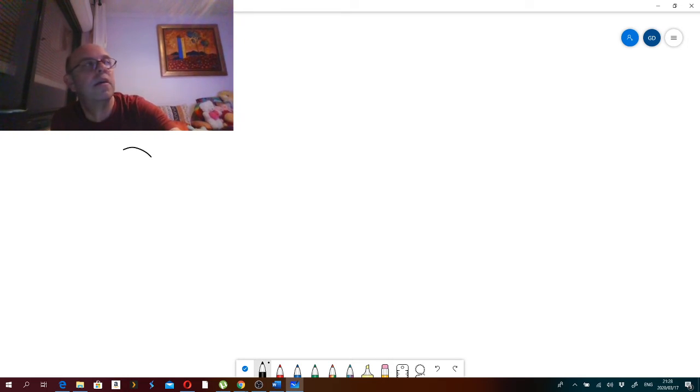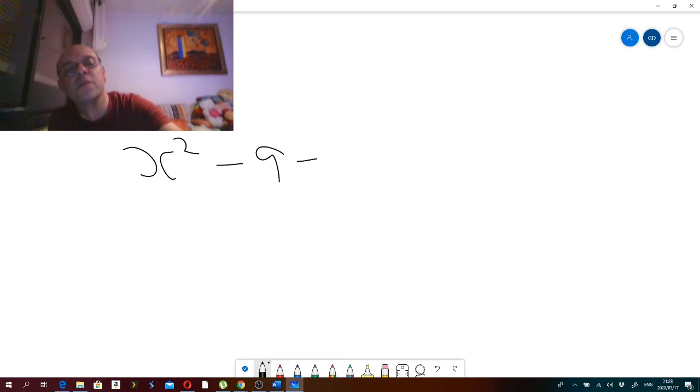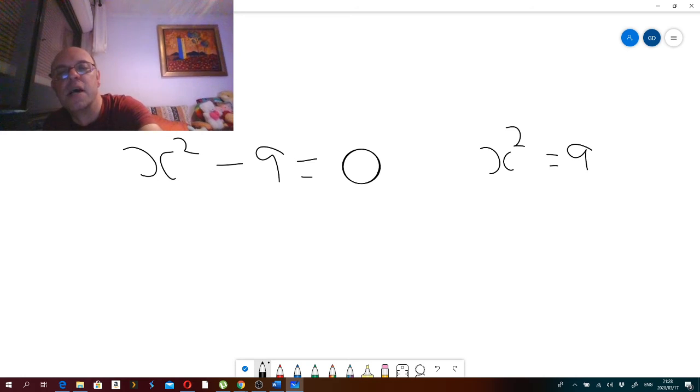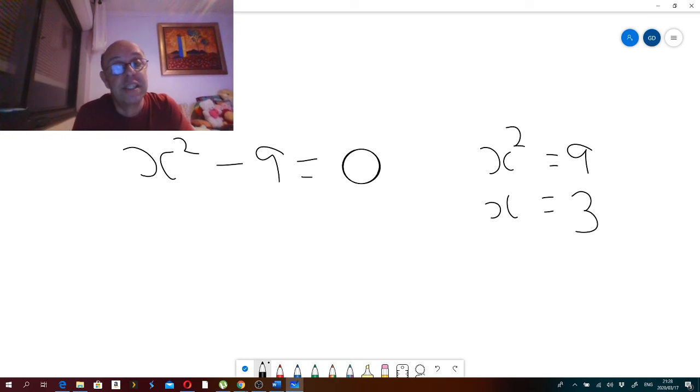Alright, let's write that here. X squared minus 9 equals 0. Now it's very tempting to do the following. It's very tempting to say, well, that means that x squared equals 9, and therefore x must equal the square root of 9, which is 3, and to think that I've finished the sum.